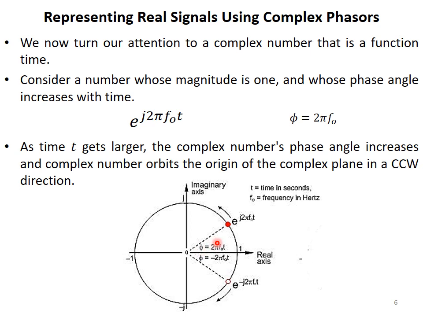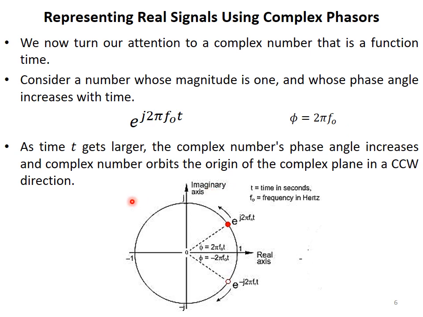When t is 0, for example, the phase angle is 0. When t is 1, the phase angle is 2 pi f naught, and when t is 2, the phase angle is 4 pi f naught. So it increases with time in a counterclockwise direction. In other words, we can say it actually rotates, right? When time increases, it rotates in a counterclockwise direction, and the frequency of rotation depends upon f naught.